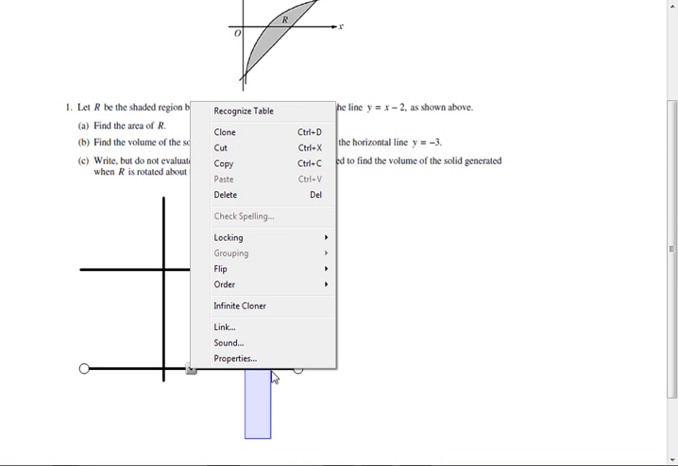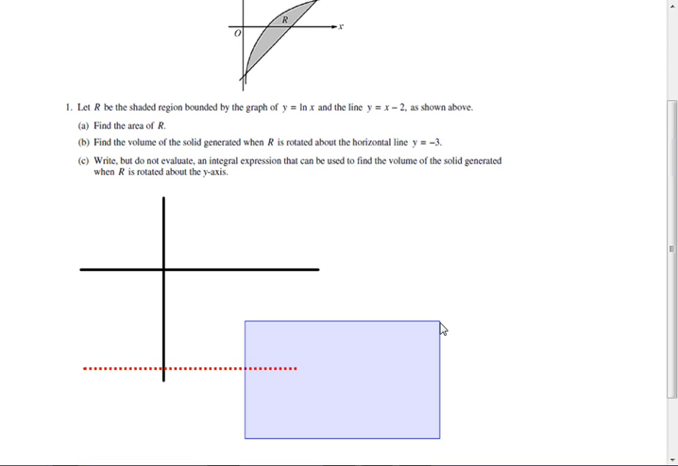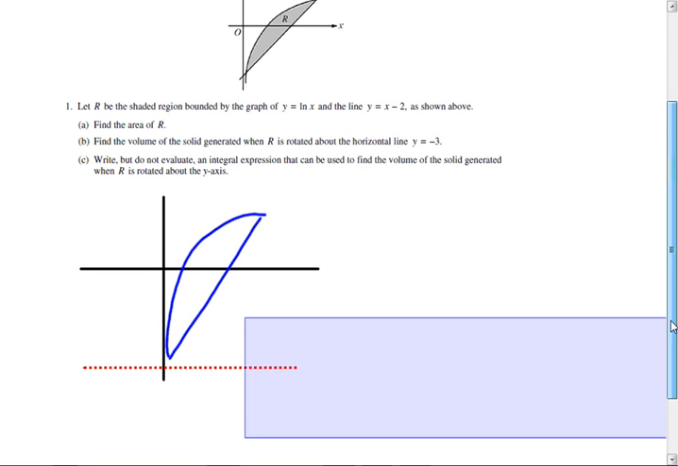I don't know. Okay, red, dotted. Okay. I don't know why that's there, but I'm not going to worry about it. Now, it's unfortunate you don't get to use iPads and smartboard software, but that's the way it is.